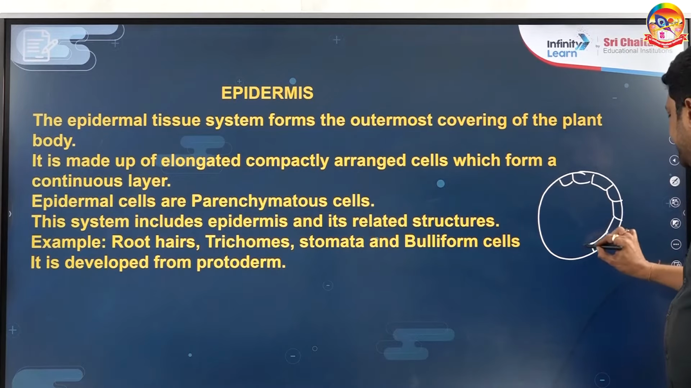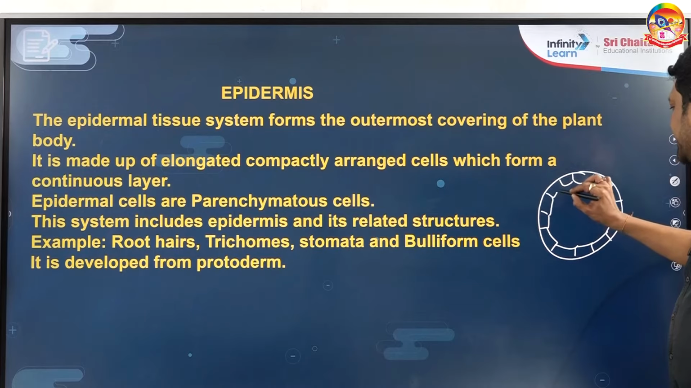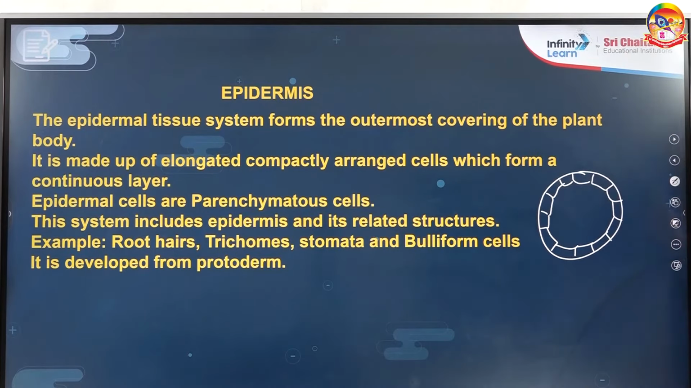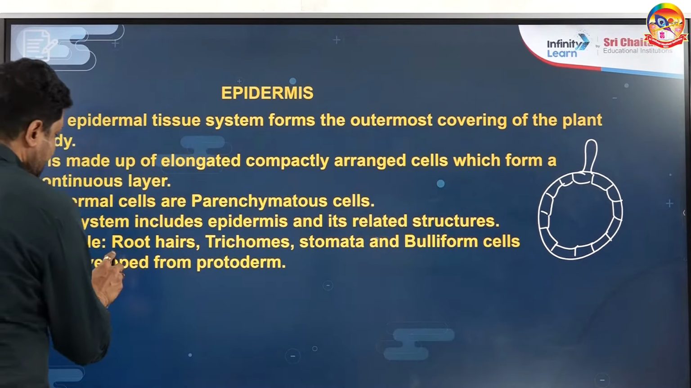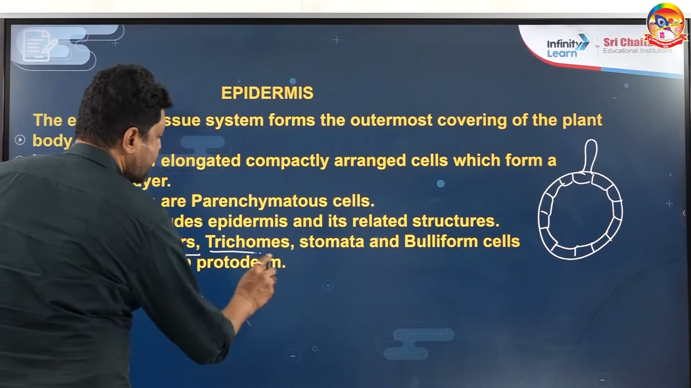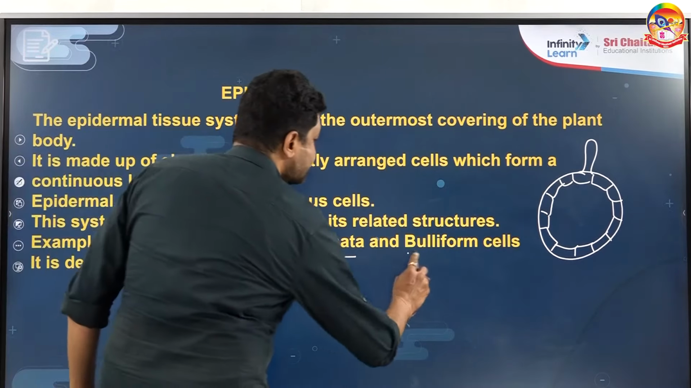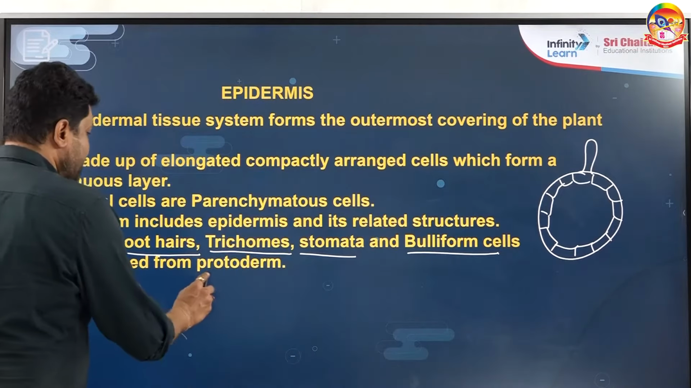This is epidermis, and if it is circular in nature, let us imagine that may be a root, that may be a leaf. The outermost layer has barrel-shaped, compactly arranged parenchymal cells. In case of root, some of the cells will turn into root hairs. Root hairs are unicellular structures. What are the structures associated with the epidermis? That is root hairs, trichomes, stomata, bulliform cells, and it is developed from protoderm.